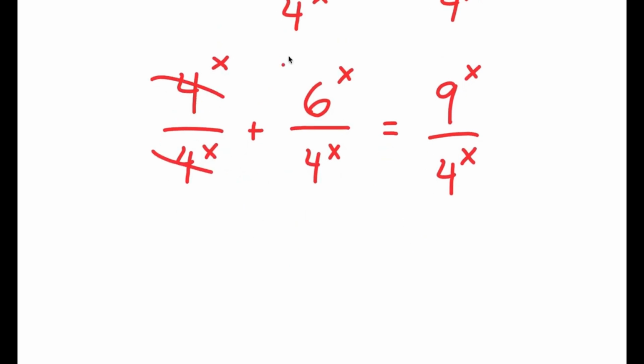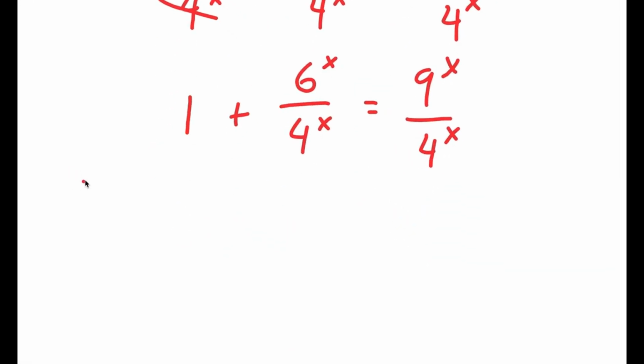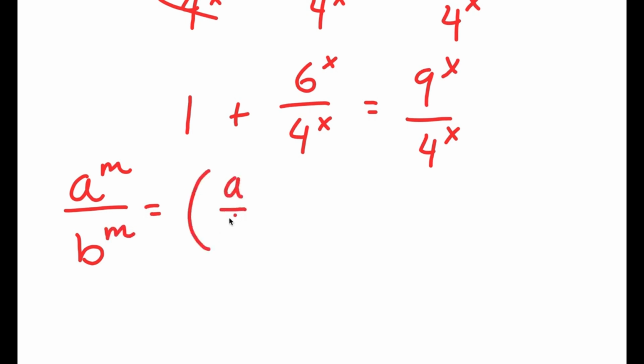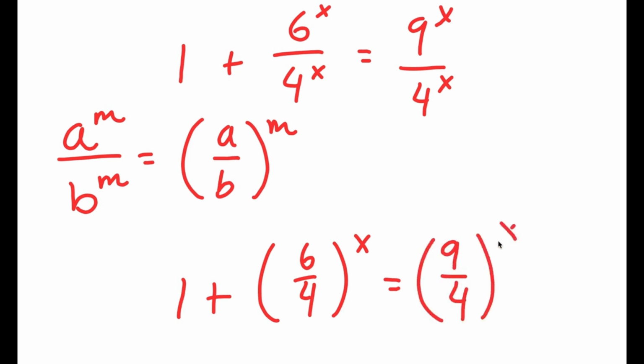Now, 4 to the power of x and 4 to the power of x cancel out, so I get 1 plus 6 to the power of x over 4 to the power of x is equal to 9 to the power of x over 4 to the power of x. And if I have something in the form a to the power of m over b to the power of m, this is equal to a over b to the power of m. So in this case, 6 to the power of x over 4 to the power of x is going to equal 6 over 4 to the power of x. And 9 to the power of x over 4 to the power of x is going to equal 9 over 4 to the power of x.